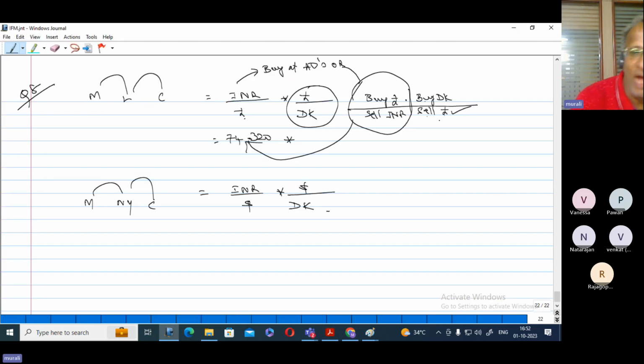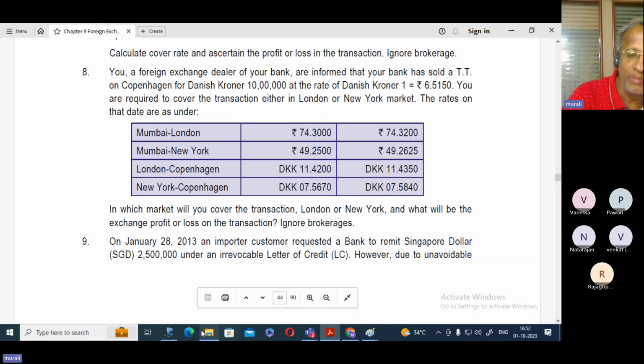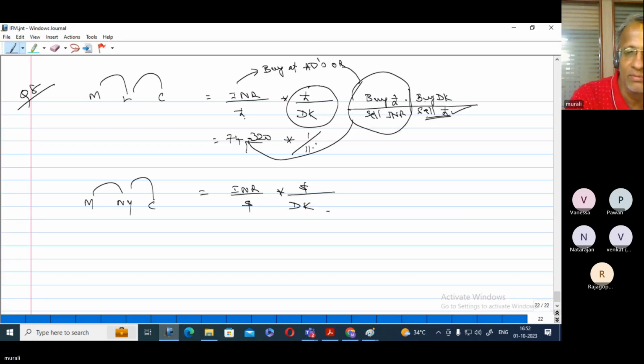When you have the objective of selling pound shilling, and in London when you are selling, you sell at the authorized dealer's bid rate. So therefore it is 1 divided by 11.42. Correct? Understood? 74.32 divided by 11.42 comes to 6.5079.